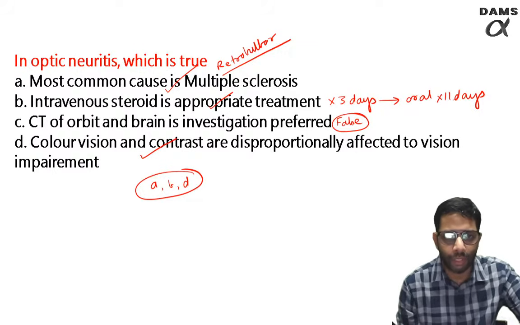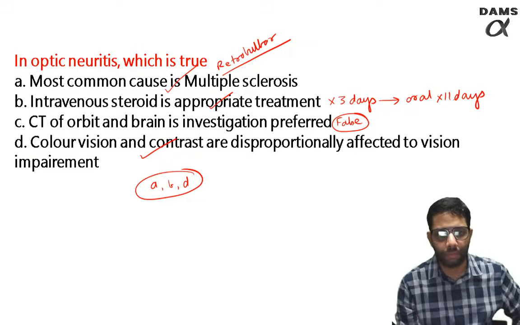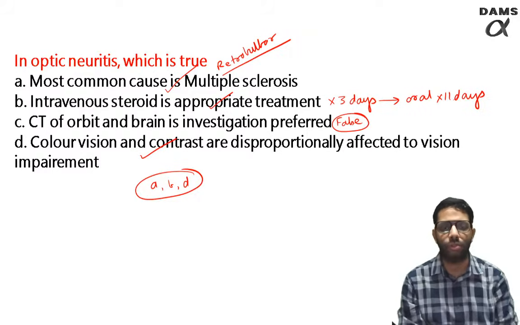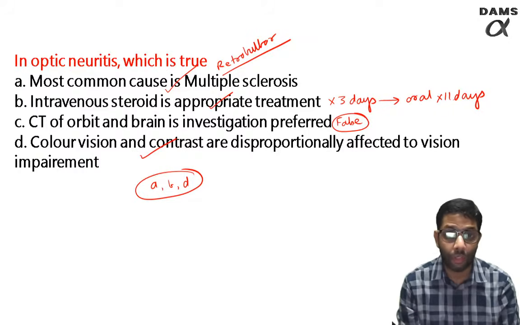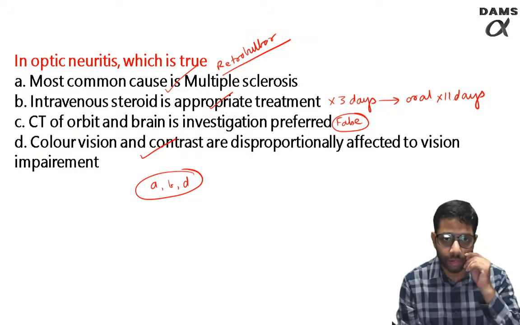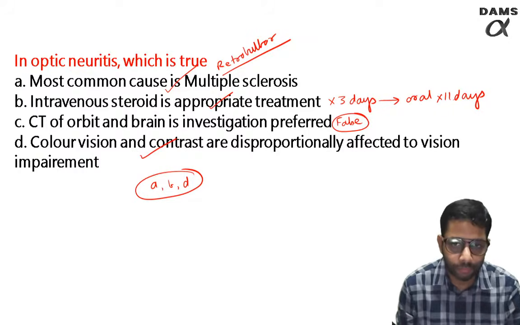And why orbit and brain? Orbit will give you the optic nerve, and brain because the most common cause is multiple sclerosis, which affects the brain as well, which causes Dawson fingers, periventricular plaques. So brain involvement is there.